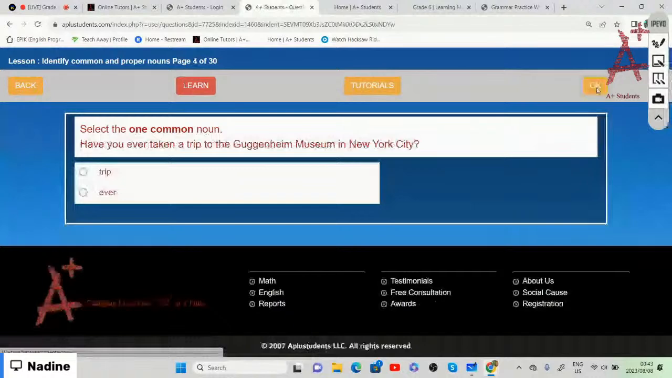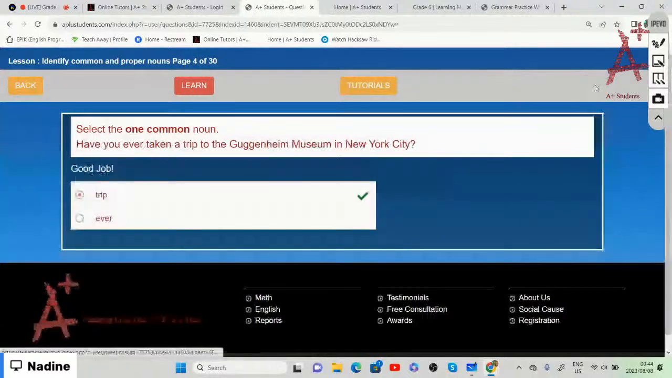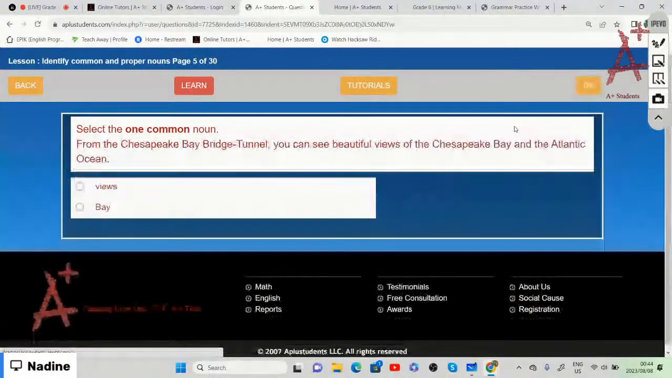We need to once again select one common noun within that sentence. Have you ever taken a trip to the Guggenheim Museum in New York City? You need to select either the common noun trip or ever. Trip or ever, one of those two. And if we select the common noun within that sentence, we select trip as the common noun.